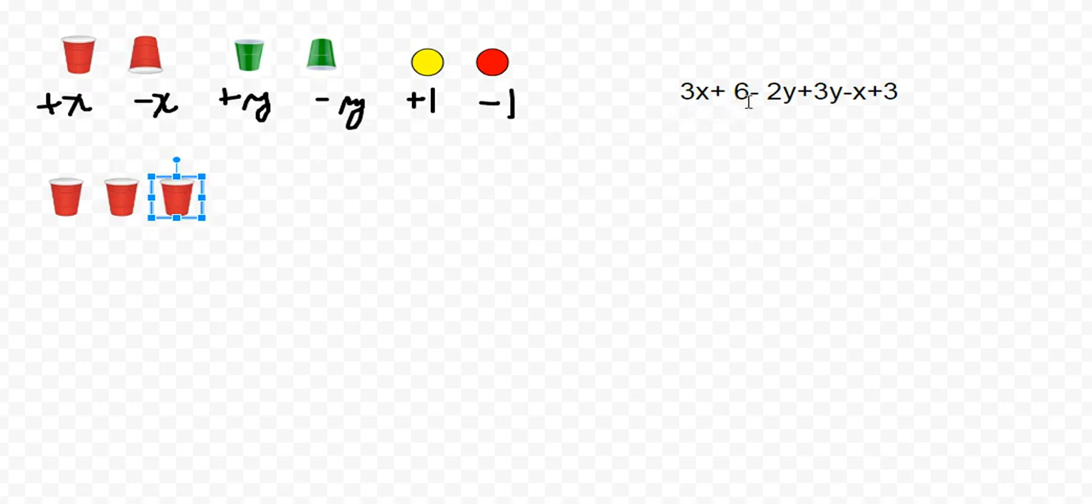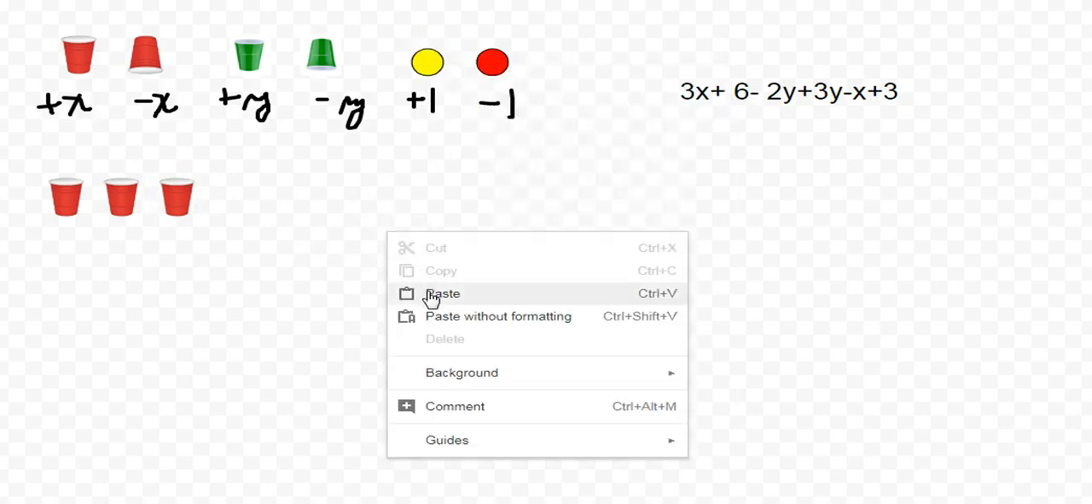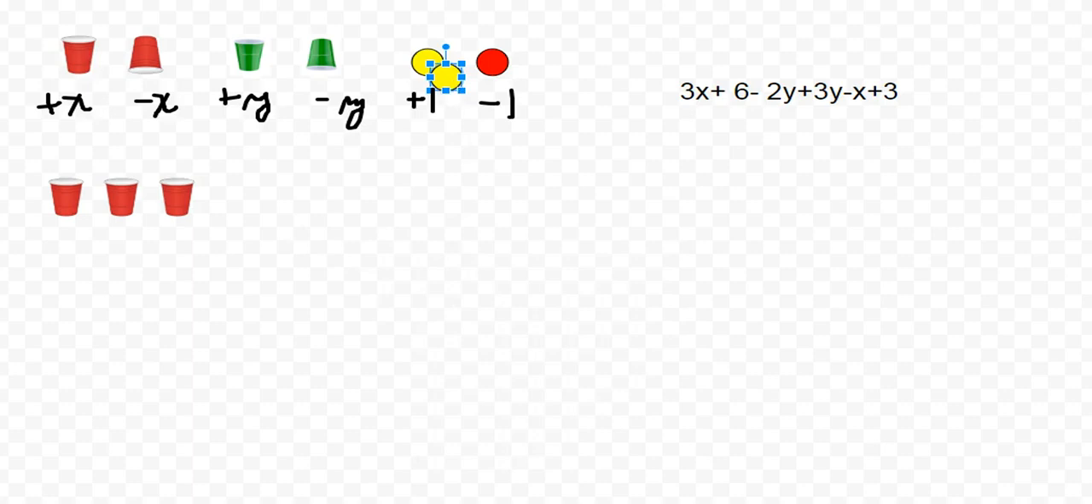I also need plus 6, so I need 6 positive chips. 1, 2, 3, 4, 5, 6. Bring those down here. 1, 2, 3, 4, 5, 6.